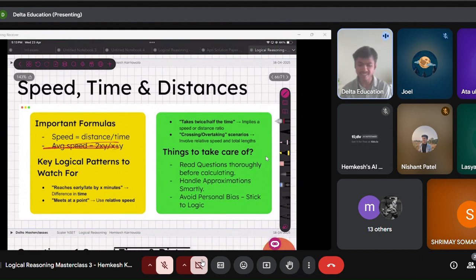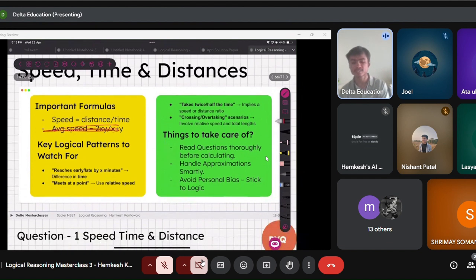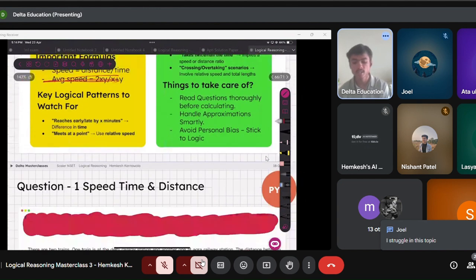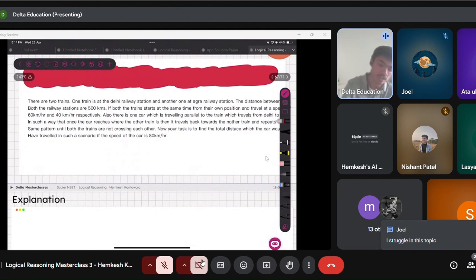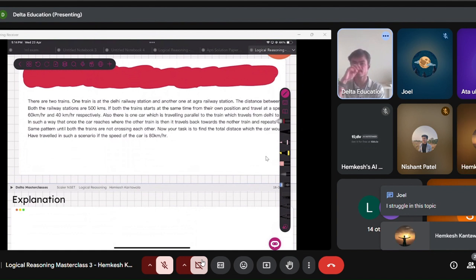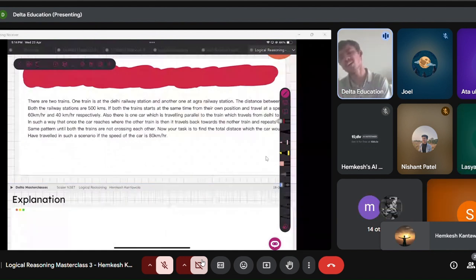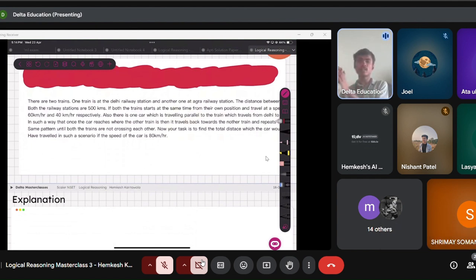Then there are some points that you need to take care of. You need to read the questions thoroughly, etc. Means avoid silly mistakes basically. So yeah, these are just some points that you need to remember. Let's go on directly onto the question. Solve this question. I struggle in this topic. No worries. So basically, the questions from this topic are similar to the questions I mentioned earlier from your physics chapter 1, 11th standard, motion in 1D, like some relative motion concepts.